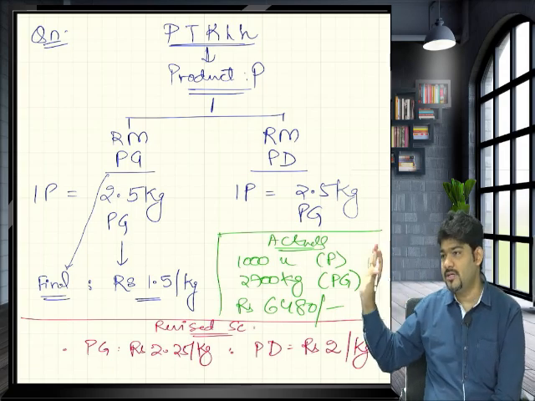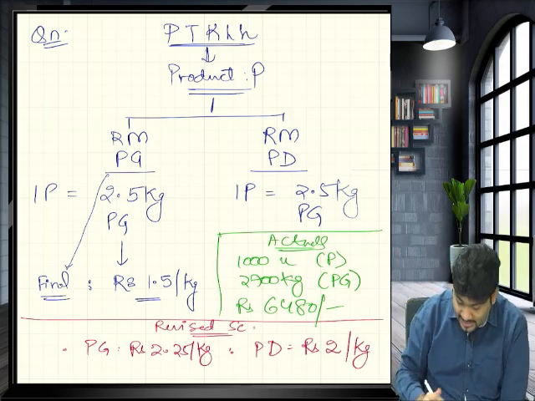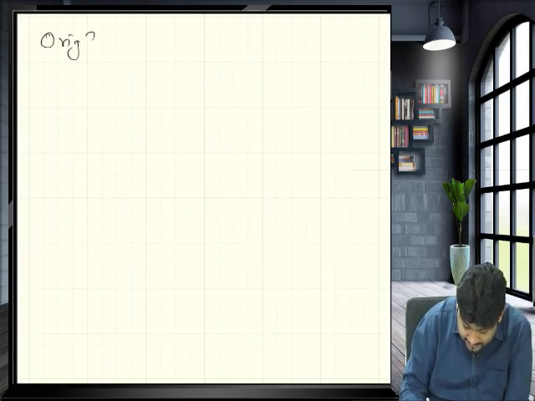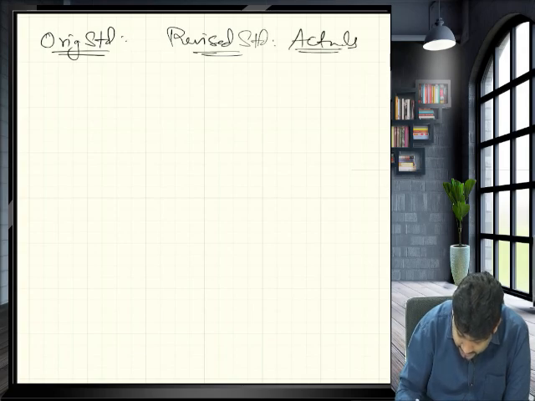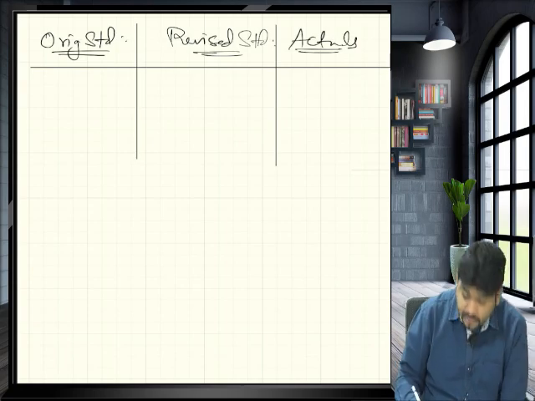Now all the information is available with us. Just give me 2 minutes. I will quickly make the original standard. Then after the original standard we have to make a revised standard, and after that we will make the actuals. Can we do that? Let's start. Just pay attention. Now you have to guide me.